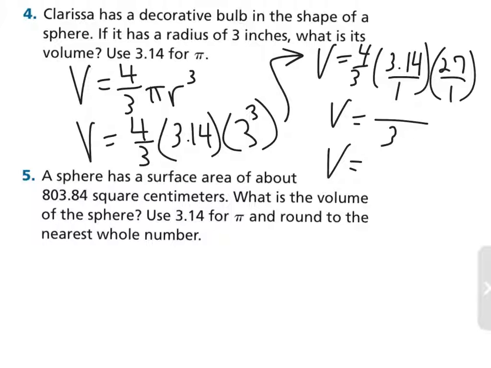So if you multiplied it straight across, it would be 339 and 12/100 over 3, and then when you divide that out, it should be 113 and 4/100 cubic inches.